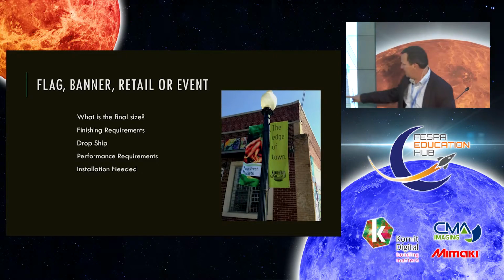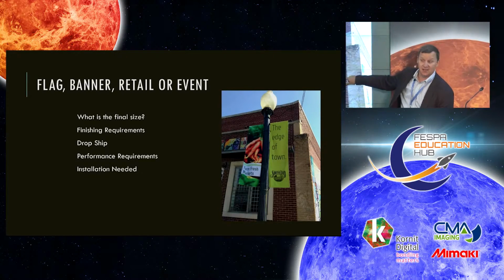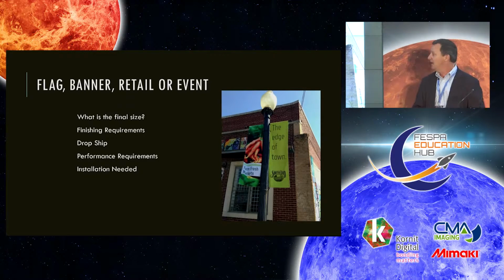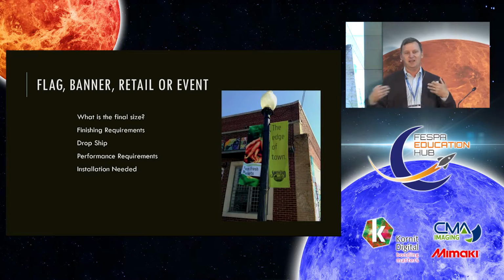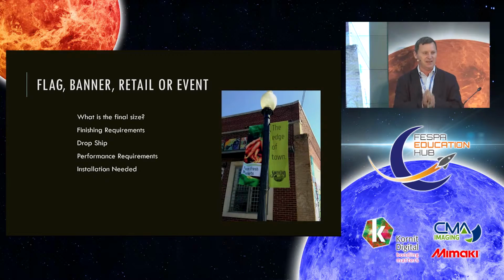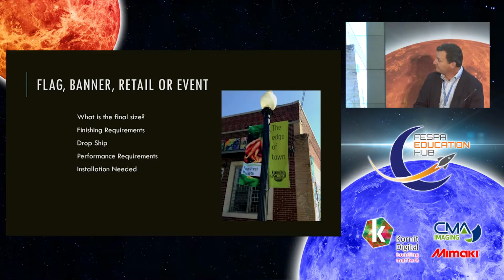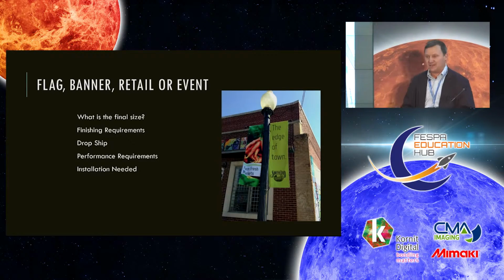Do we need to have some hemming and sewing? Do we need to have grommets? Are we going to have a double-sided product? And in some cases with textiles showing light through them, we need to double-side it and then sew it together and put an opaque liner in the middle of it. So we went over the finishing requirements.